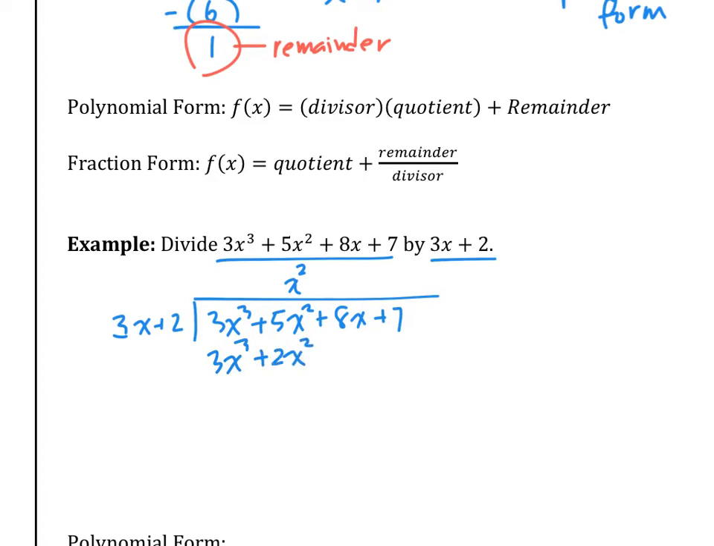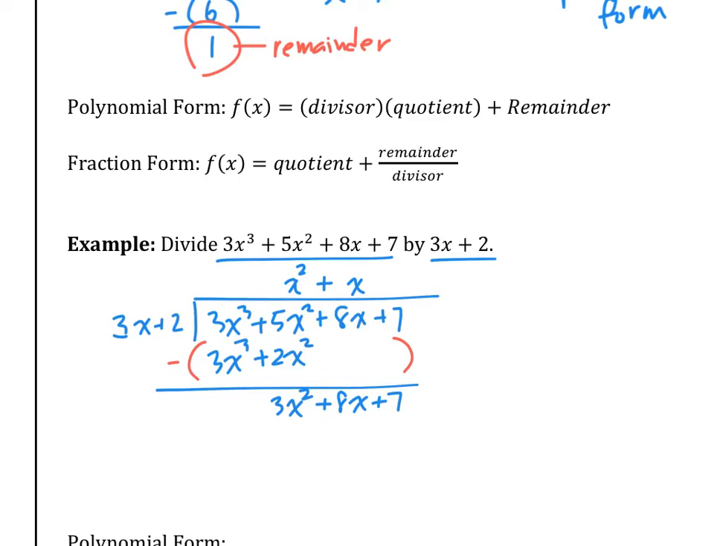You remember in the original question, we subtracted. So we're going to have to do the same. 3x cubed minus 3x cubed is 0, so just ignore that. 5x squared minus 2x squared is 3x squared. Bring down the next terms. All right, do it again. 3x times what is 3x squared? x. So put x on top of the x part. Remember to line it up.